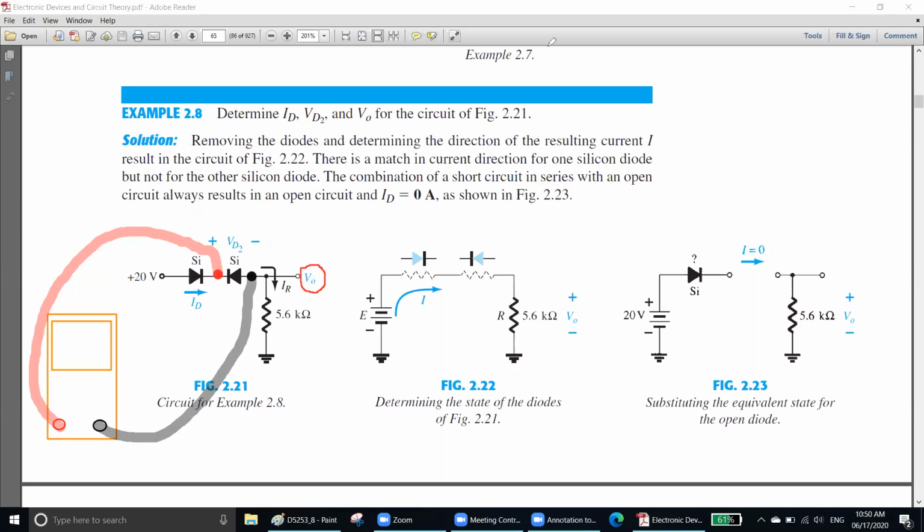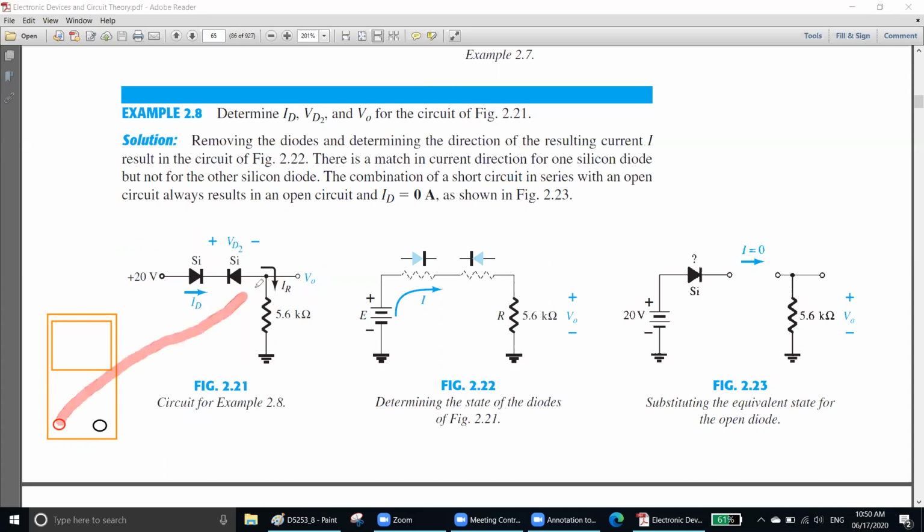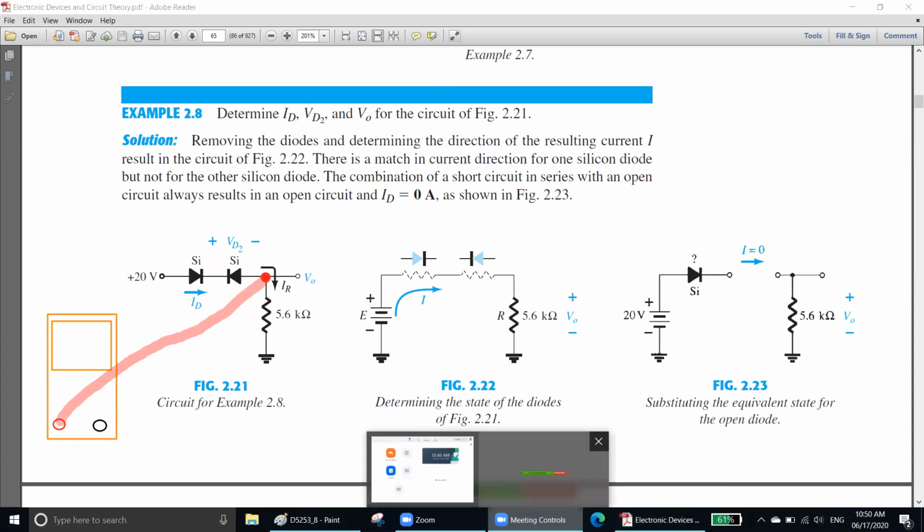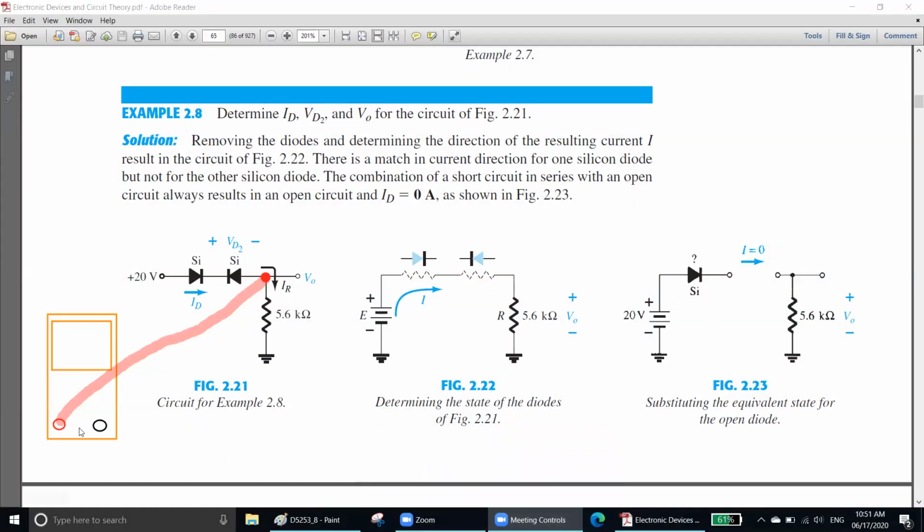But what will we do in case of this one? In case of VO, what will we do? We will put the red pin, because the point is given, point voltage, no plus minus given. So we will put the plus red pin into the point. Where will we put our black pin? Anyone, give me an answer. Where will we put the black pin? Where?